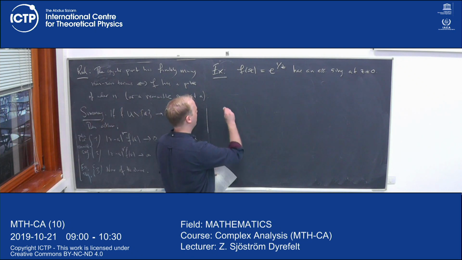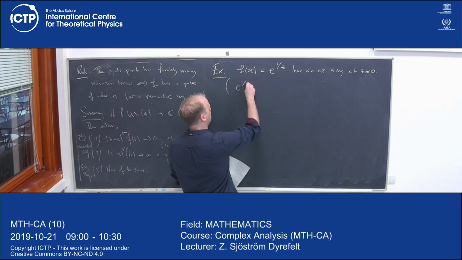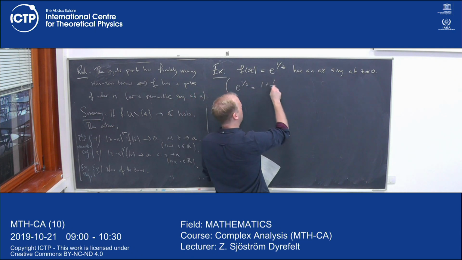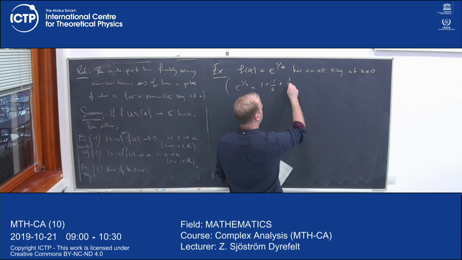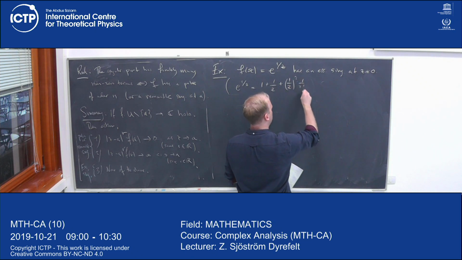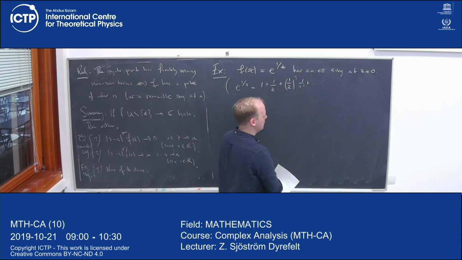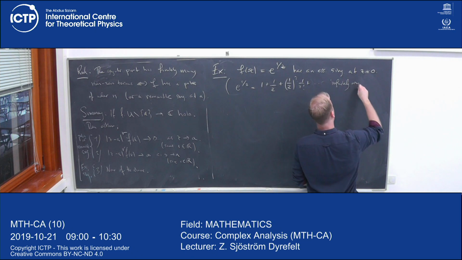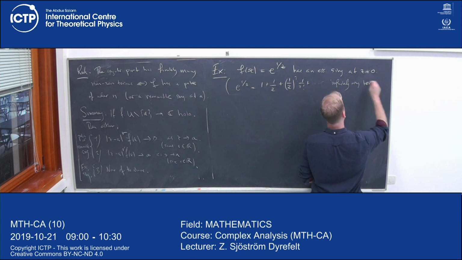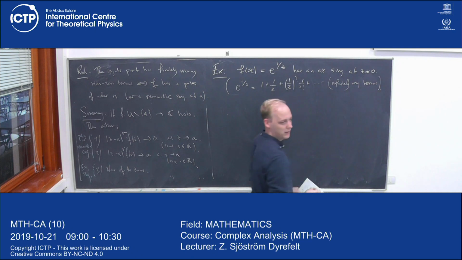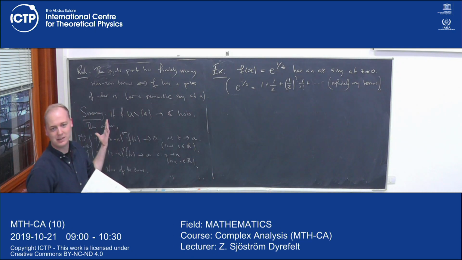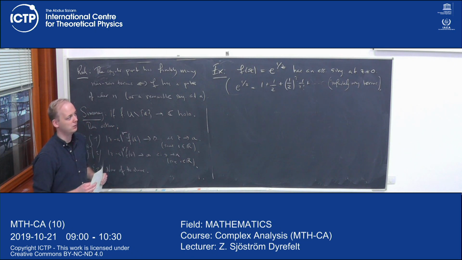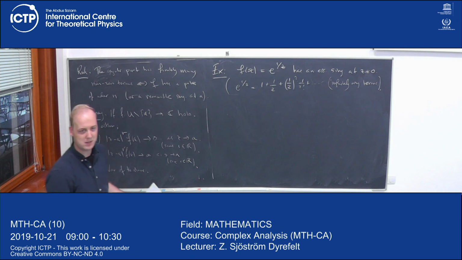So first of all, you can see that e to the 1 over z is equal to 1 plus 1 over z plus 1 over z squared times 1 over 2 factorial, and so on. So this is infinitely many terms. So you will understand from the statement that it has to be an essential singularity. But this is sort of a claim. Let's prove it from the definition.